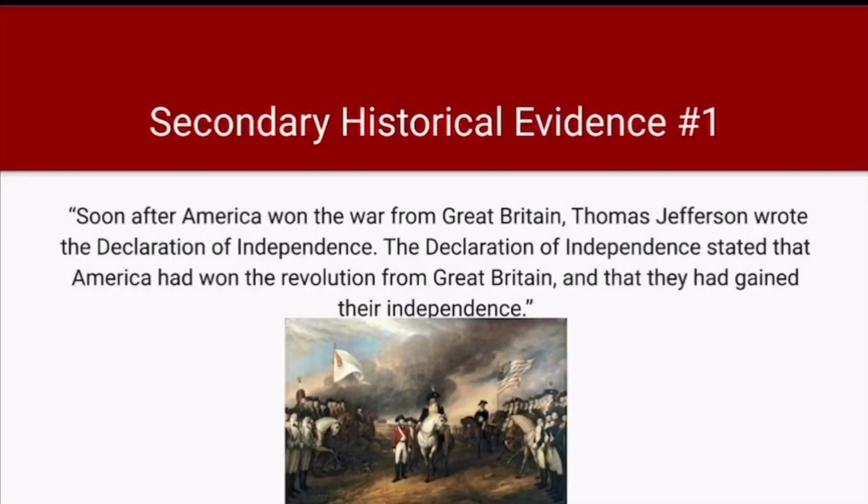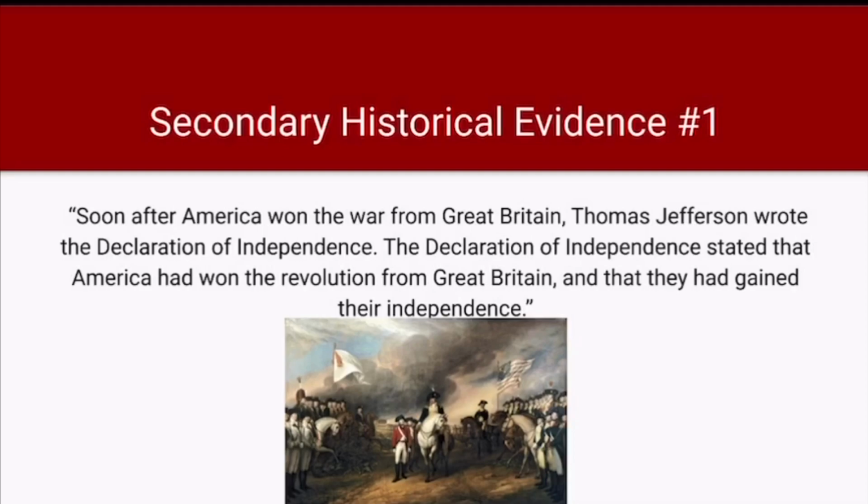Secondary source number 1. Soon after America won the war from Great Britain, Thomas Jefferson wrote the Declaration of Independence. The Declaration of Independence stated that America had won the revolution from Great Britain and that they had gained their independence. And this allows readers to know that one of the effects of the American Revolution was the creation of the Declaration of Independence. And Enlightenment ideas gave the strength and courage to revolt and cause political change, such as becoming independent.